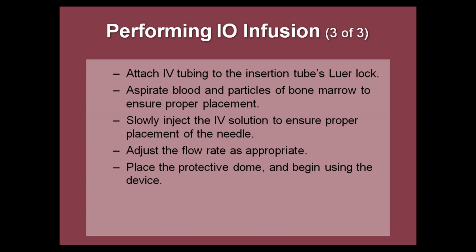Once you have your IO inserted, you need to attach the Luer lock onto your IO. Aspirate the blood and particles of bone marrow to ensure proper placement. Once you have your Luer lock established, you can pull back with a syringe to aspirate and make sure you have some blood and bone marrow. Once you notice that, you slowly inject the IV solution to ensure proper placement of the needle.